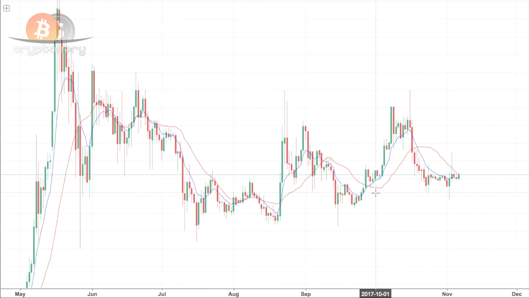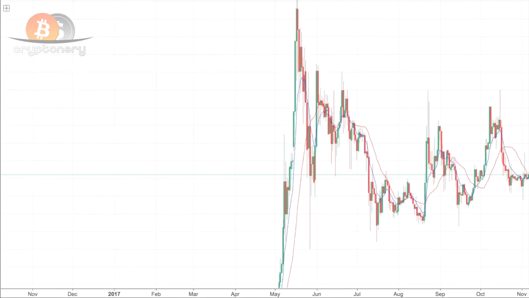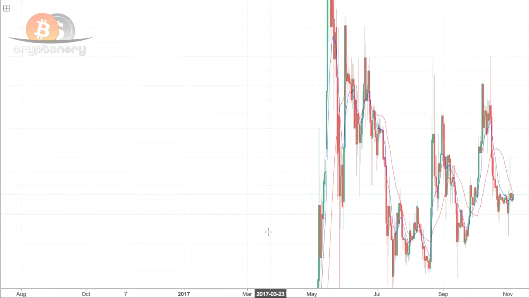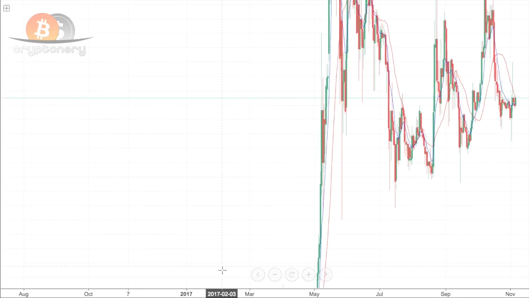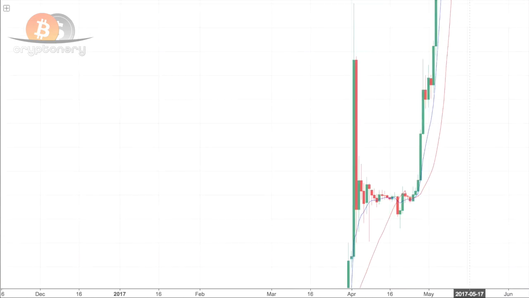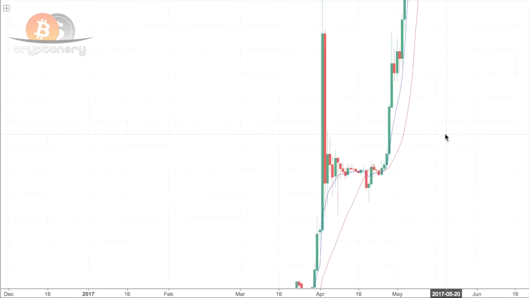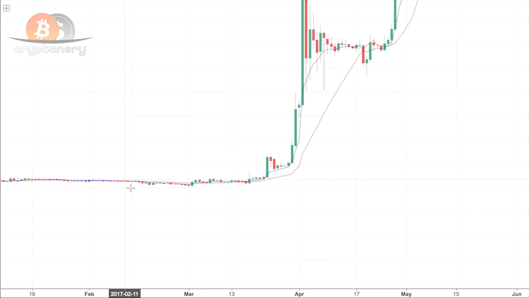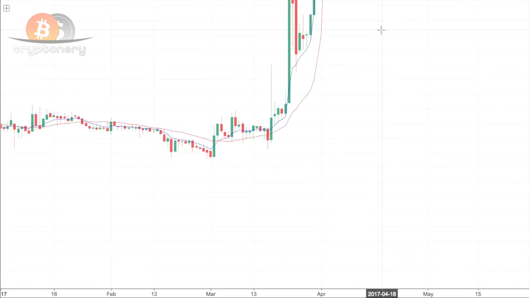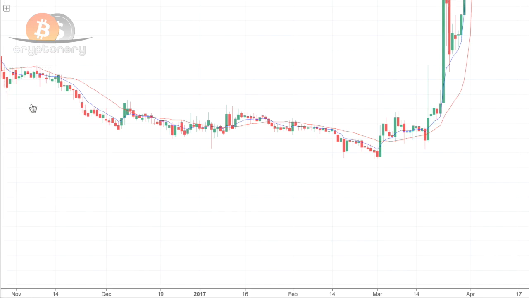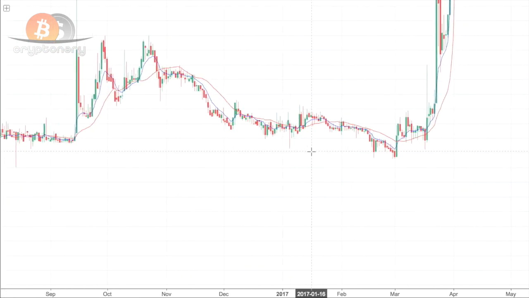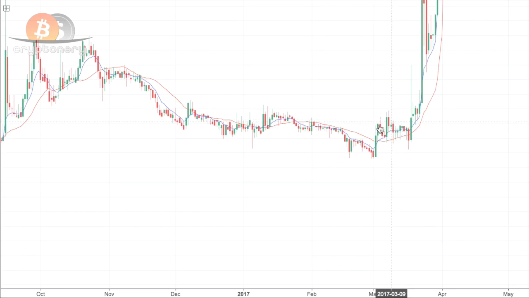So what we can see here is, we'll start from the initial breakout of XRP. What you can see here is in the very beginning of time, the MAs were consolidating. We had a lot of movement. We were stagnant for years. We finally crossed the MA to the upside.